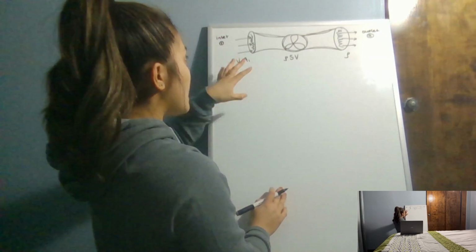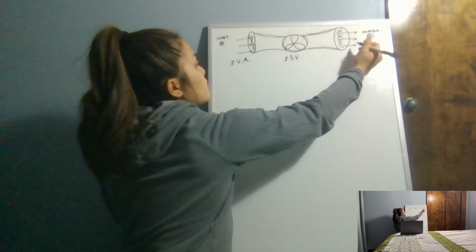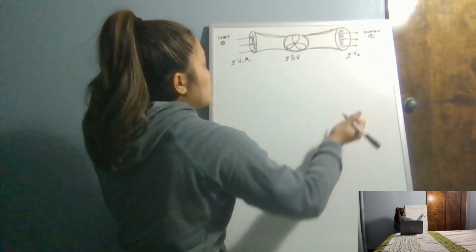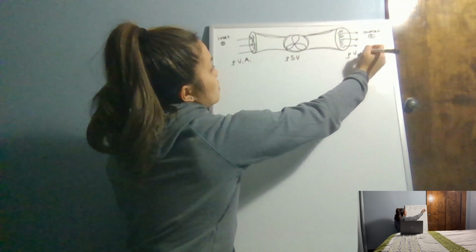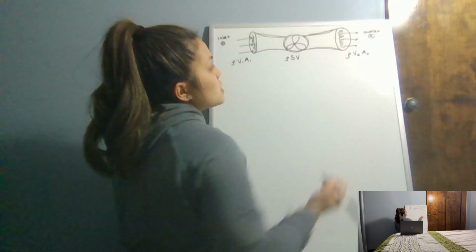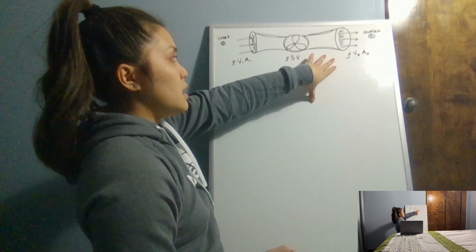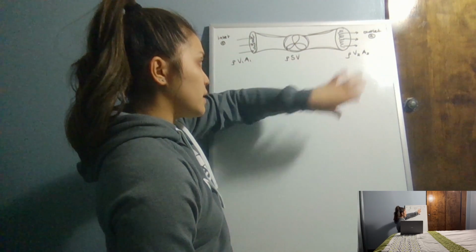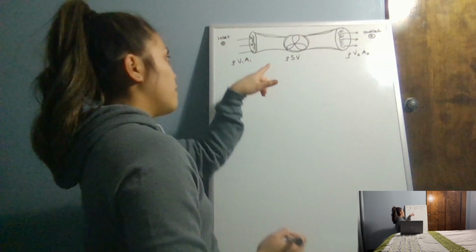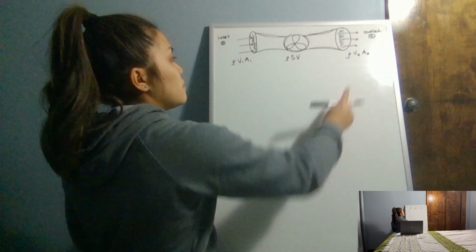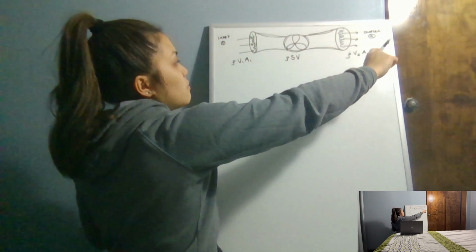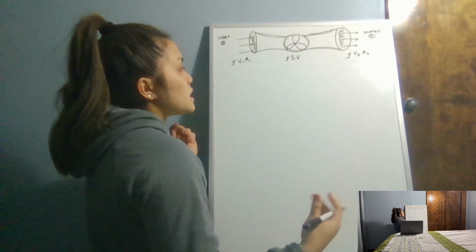But the velocity at the inlet is going to be different from the velocity at the outlet, because as it flows through, the velocity is going to change. Also the area is going to be different because the area at the inlet is going to be slightly bigger. So we have the V1 and the A1 for the inlet, and then the V2 and the A2 for the outlet. So that's going to be velocity and area.